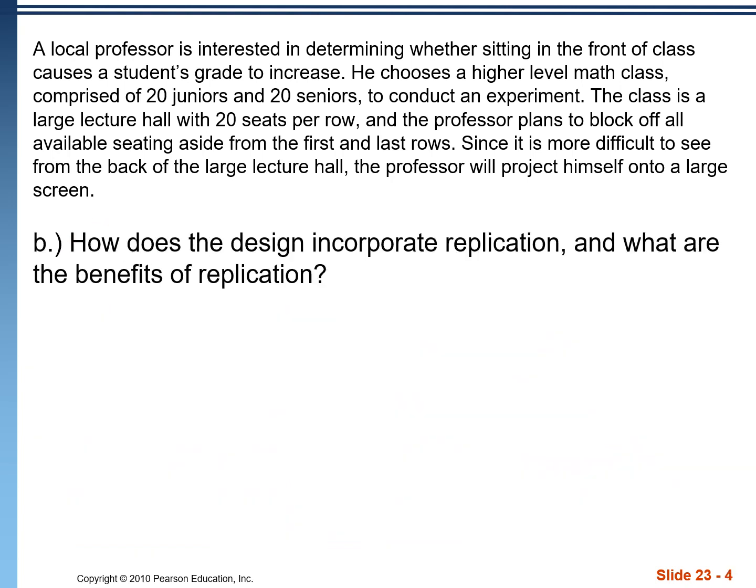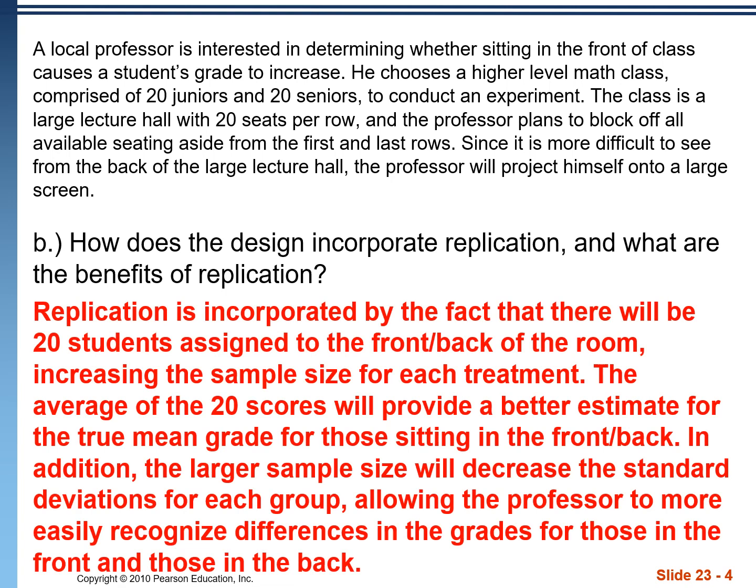Next, how does this design incorporate replication, and what are the benefits? Replication is just the fact that we have multiple subjects assigned to each treatment. In this example, we have 40 students in total, so 20 are assigned to the front of the room and 20 are assigned to the back of the room. That's the replication, the fact that we have more than just one student in the front and one student in the back. Just like the randomization problem, this is our description of what replication is, but then we have to explain it and support it with an in-context explanation.